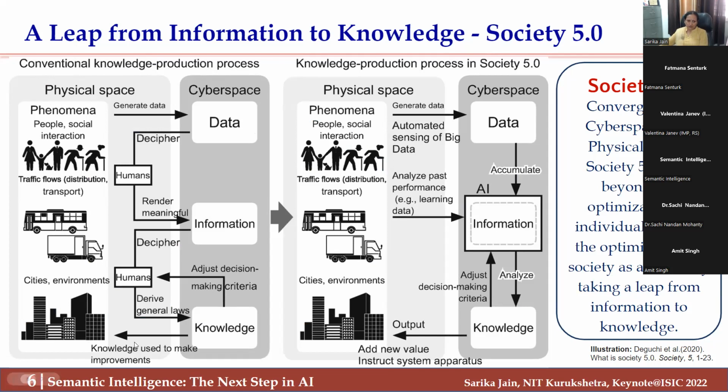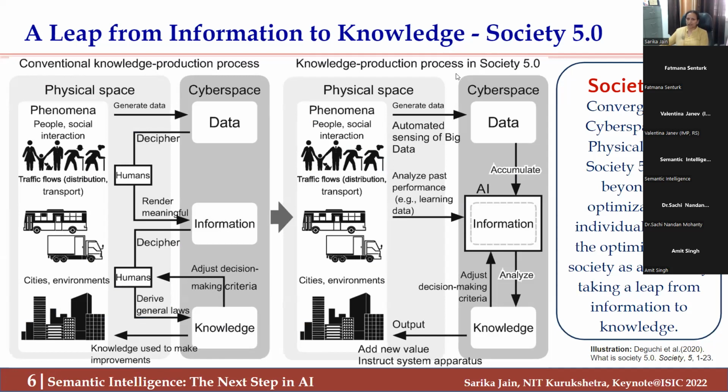Then you could see there are humans in between, and these human beings are deciphering the data to render meaningful information. This information is again deciphered by humans to derive some laws, to generate some action, and we say the knowledge is there. This knowledge is further used to make improvements and back to the physical space. Or a feedback loop can also be there to adjust the decision-making criteria. This is the conventional knowledge production process.